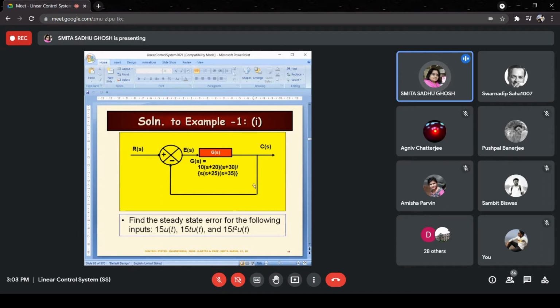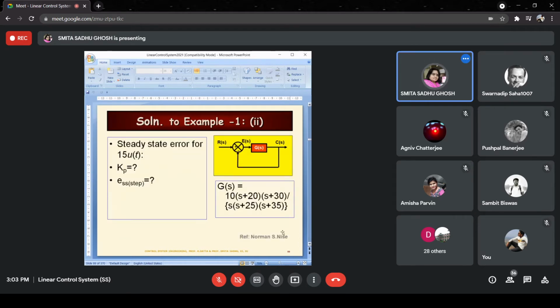Okay, so the next slide is a drawing of the block diagram where G(s) is there and unity feedback is there, and you have to find that. Next, what is Kp? That has to be found out. So the Kp value is, yes, you are correct, infinity, right?